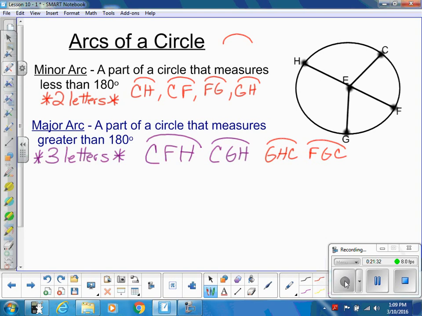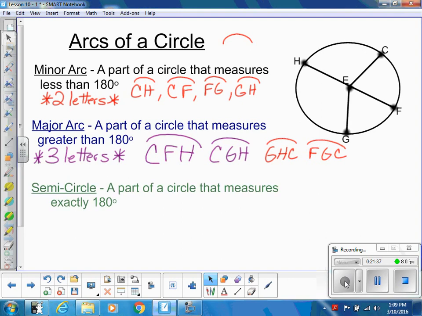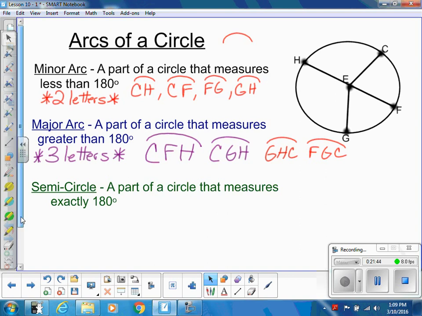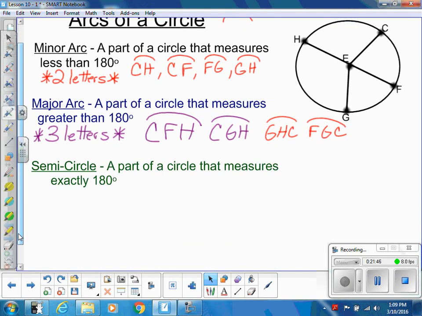Well, minors are less than 180, majors are greater than 180. So in the middle of that, we have a semicircle. Semicircles are the part that are exactly 180 degrees. So if I look at this, I see I have a diameter. If it's exactly 180, the endpoints are going to be the endpoints of a diameter. And I have diameter FH.